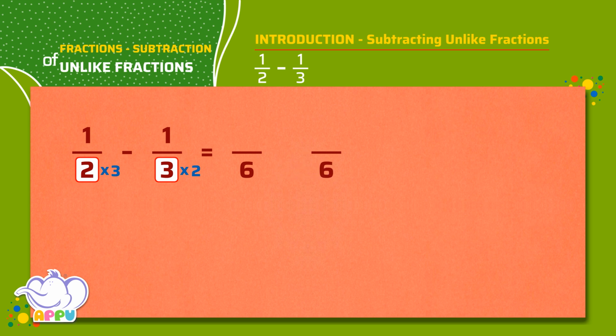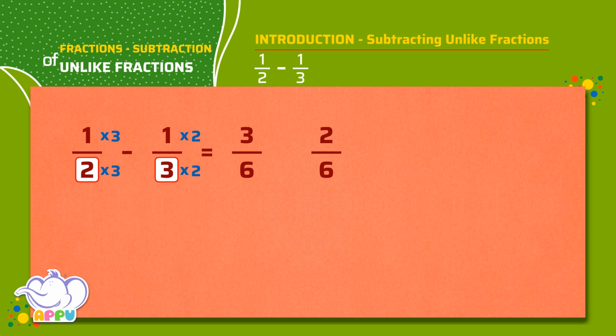Since we multiply the denominator of the first fraction by 3, we multiply the numerator with the same number. That is 1 times 3. We get 3 by 6. Since we multiply the denominator of the second fraction by 2, we multiply the numerator with the same number. That is 1 times 2. We get 2 by 6.